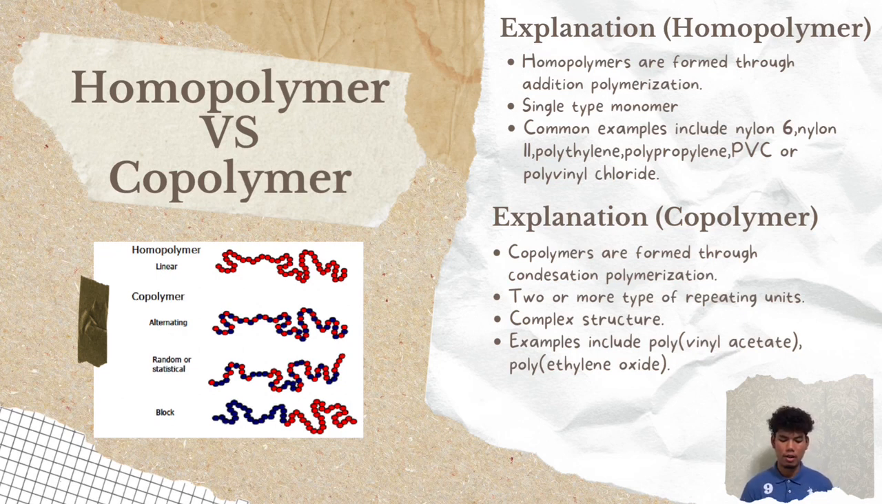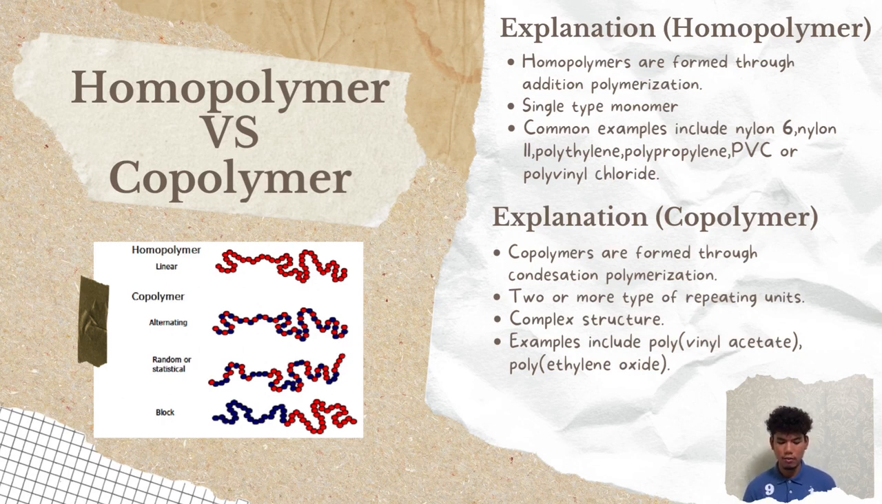Okay, I'm going to explain about homopolymer versus copolymer. Explanation about homopolymer: polymers are formed through addition polymerization from a single type of monomer, and common examples include nylon 6, nylon 2, polythene, polypropylene, PVC, or polyvinyl chloride. And explanation about copolymer.